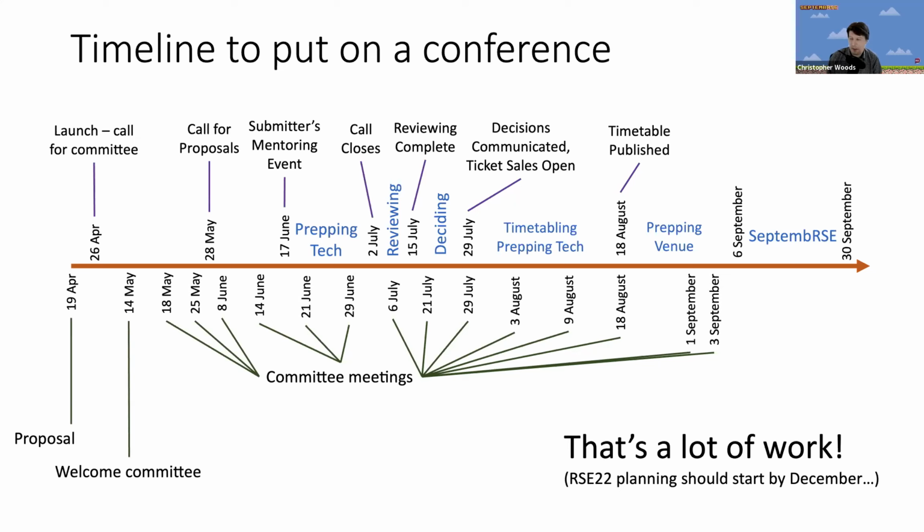And as a hint, I would say to the trustees of the society and anyone thinking about doing RSE22, starting a conference at the end of April, May was way too late. And I would say definitely start planning RSE22 in December. And I do invoke the unspoken rule that we have with conferences, that if you've chaired or co-chaired a conference for the RSE Society, you are not involved in any way whatsoever with the following year's conference. So I am not going to be involved in RSE22.